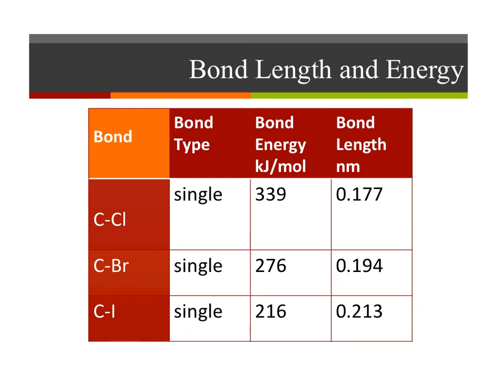And here's the data for that. So we can see that the Cl is the smallest, bromine, and then iodine, and we can measure the energy in those bonds as well to verify.